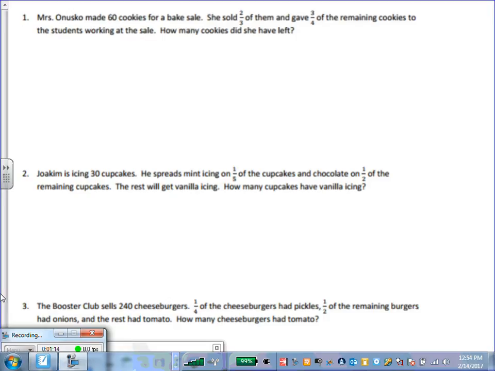Try to look for 60 cookies. We're trying to look for the remaining, because it has that word remaining, 3/4 of the remaining cookies. Because it has that in there, which said, hello, use a tape diagram. So we're having fraction parts, which is saying use a tape diagram, don't use a fraction of a fraction.